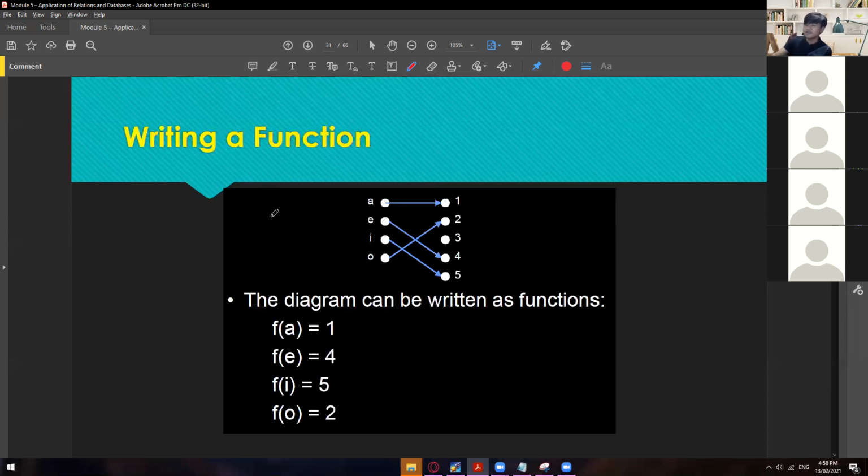Very good. So when we say writing a function, this is basically like a relation. We have the domain and then the codomain. So this domain is related with this codomain. We have A1, E4, I5, and then O2. Again, this domain is your pre-image, and your codomain is your image. So what is the pre-image of A1? What is the pre-image of 4E? What is the image of O2? That's the way of telling things when it comes to functions.